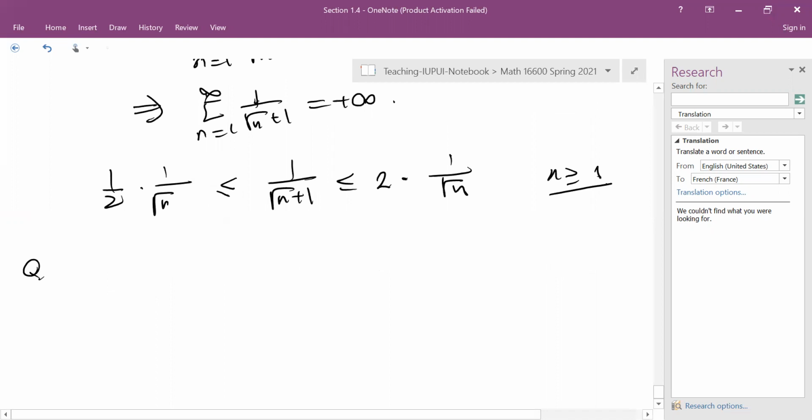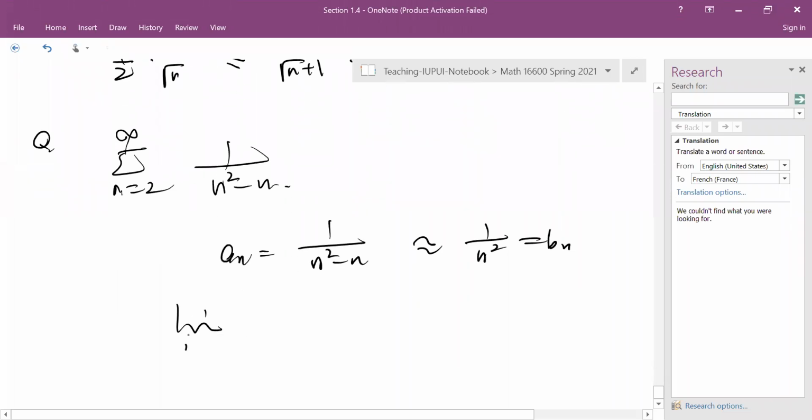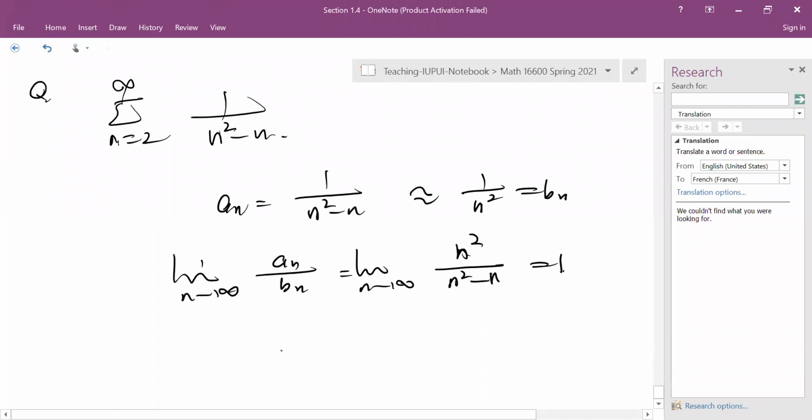Similarly, you can do this problem. Your a_n is going to be n squared minus n. I just drop the negative n, so this is n squared, which is my b_n. Then you consider the limit, which is n squared over n squared minus n, and the limit is 1. So that guarantees your a_n is less than or equal to 2 times L, and this n squared is greater than half of n squared.